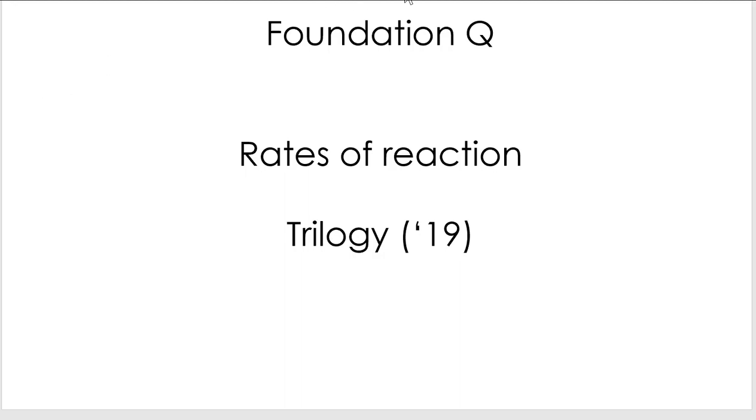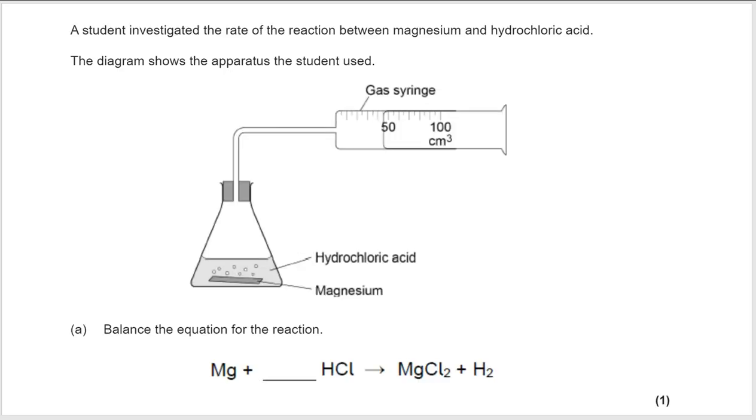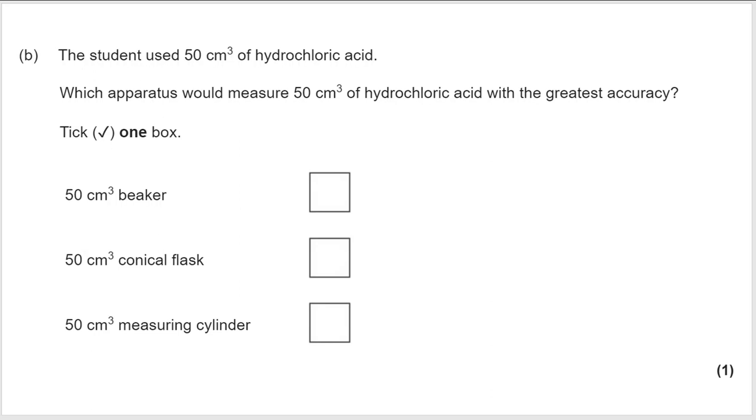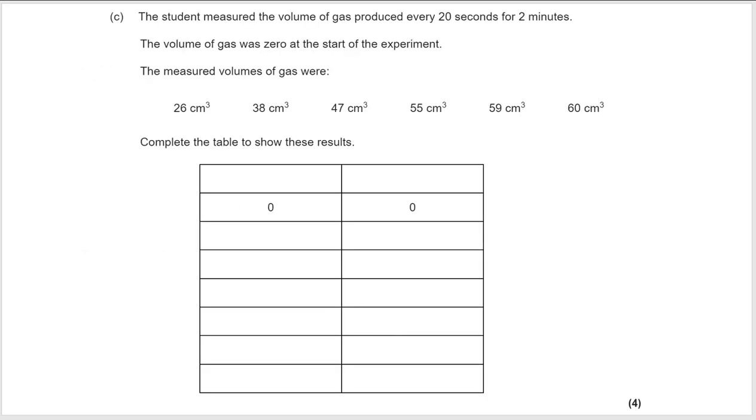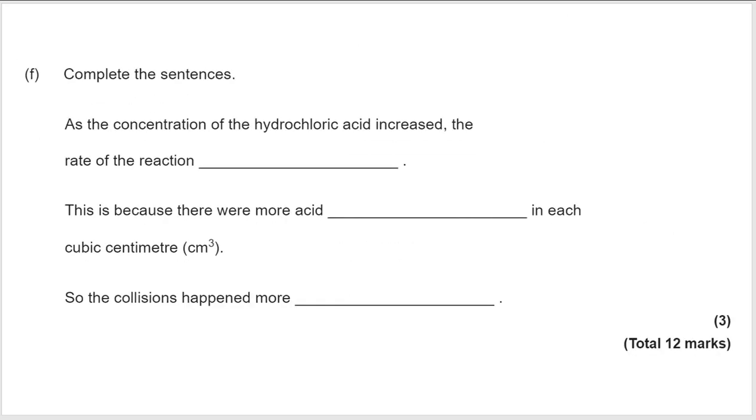This is an AQA GCSE chemistry question. It's from the Trilogy 2019 paper and it is a foundation question. So I'm going to show you each section to try, pausing as you go, and then we'll review. Here is part A, part B, part C, part D and E, and finally part F, a 12-mark question.